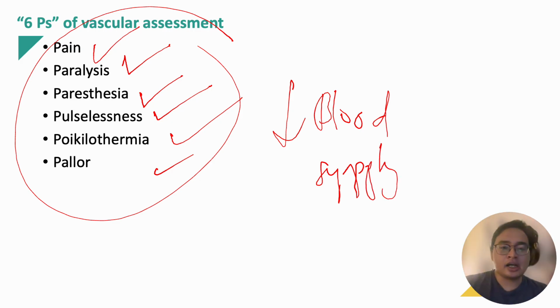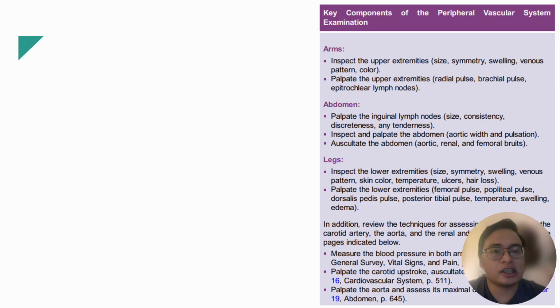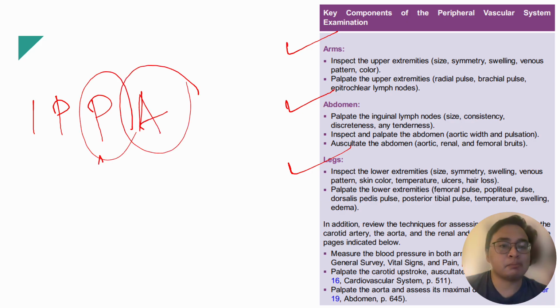So now we're done with the things that you need to ask for in the history taking. Let's move on now to the physical examination. So for the physical examination, let's look at the step-by-step on how it's done. These are the key components. I have divided it between upper extremities, the abdomen, and the legs. So it still follows the general pattern, which is inspection, palpation, percussion, and auscultation. However, the percussion and auscultation steps are less important, especially in the upper and lower extremities.